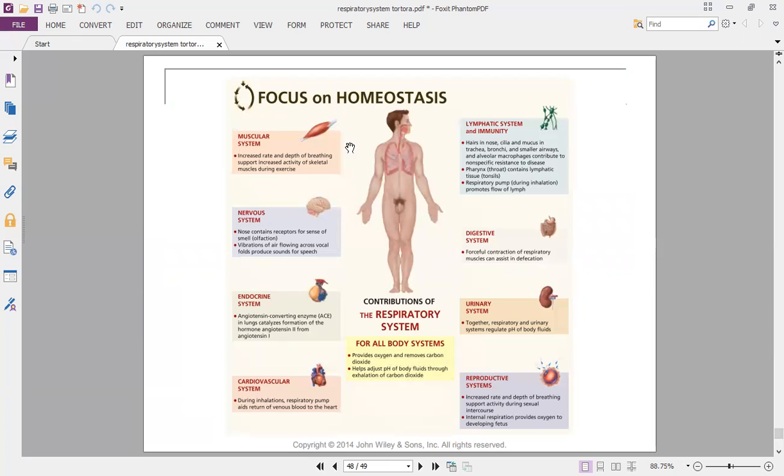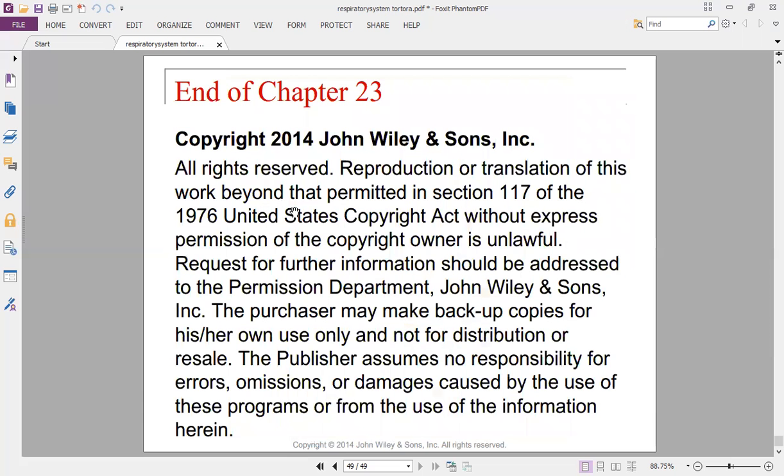Overall, homeostasis is served by the respiratory system. It contributes at the level of the muscular system, the nervous system, endocrine system, cardiovascular, reproductive, urinary, digestive, as well as the lymphatic system. So the respiratory system, you can say, is governing almost all the organ systems of the body and maintaining homeostasis. This is it for now.